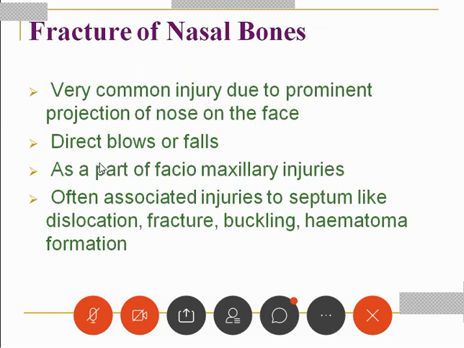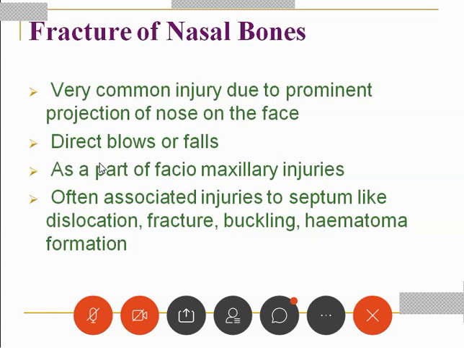So the structures involved are all these. Fractures of the nasal bones are our basic primary concern, a very common injury due to the prominent projection of the nose on the face. Causes are direct blows or falls. When you fall forwards, you will obviously have associated injuries. But if a blow came exactly to your nose, you might have an isolated nasal bone fracture.